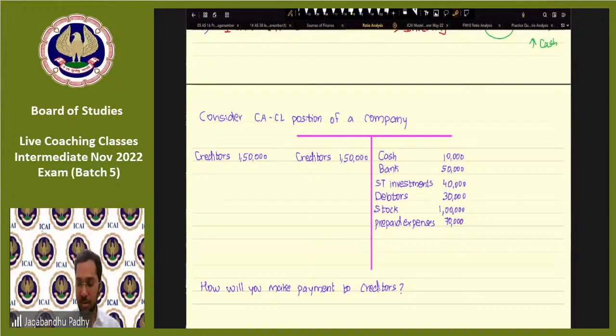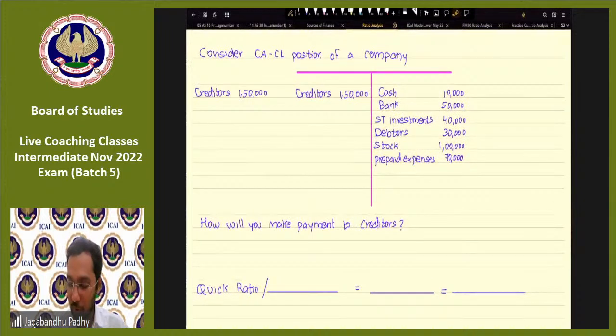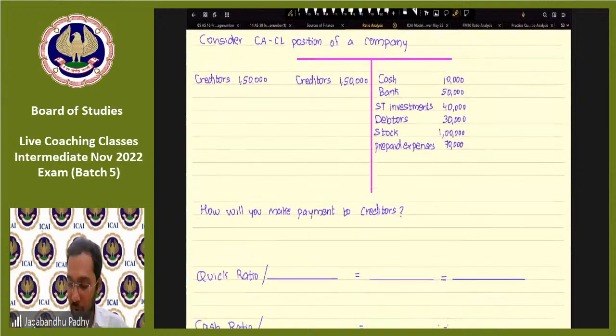Current ratio, what is it? Are you getting it as 2:1? Yes. Look at the total. So over here, creditors, it is 1,50,000 and this is 3 lakh.